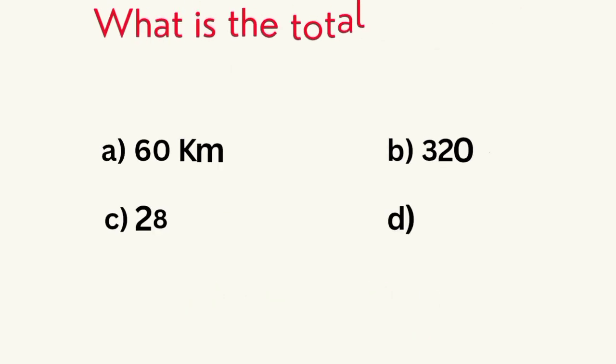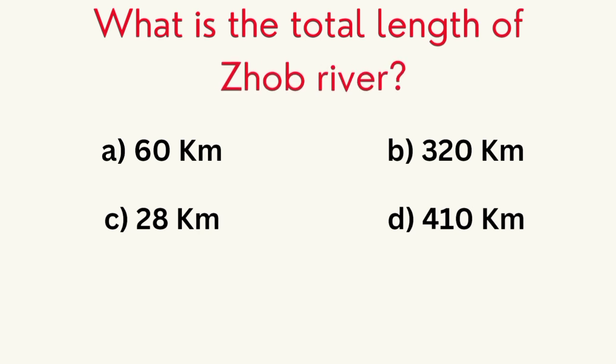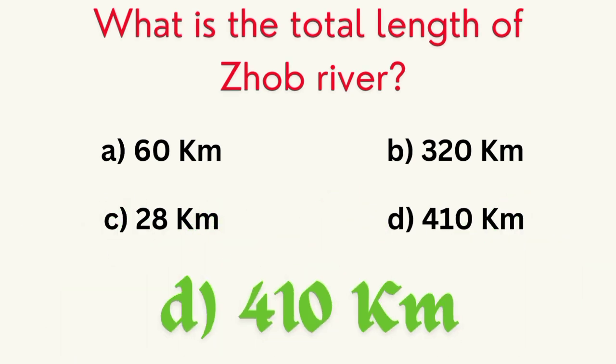What is the total length of Zhob River? A. 60 kilometers. B. 320 kilometers. C. 28 kilometers. D. 410 kilometers. Answer, D. 410 kilometers in Khyber Pakhtunkhwa.